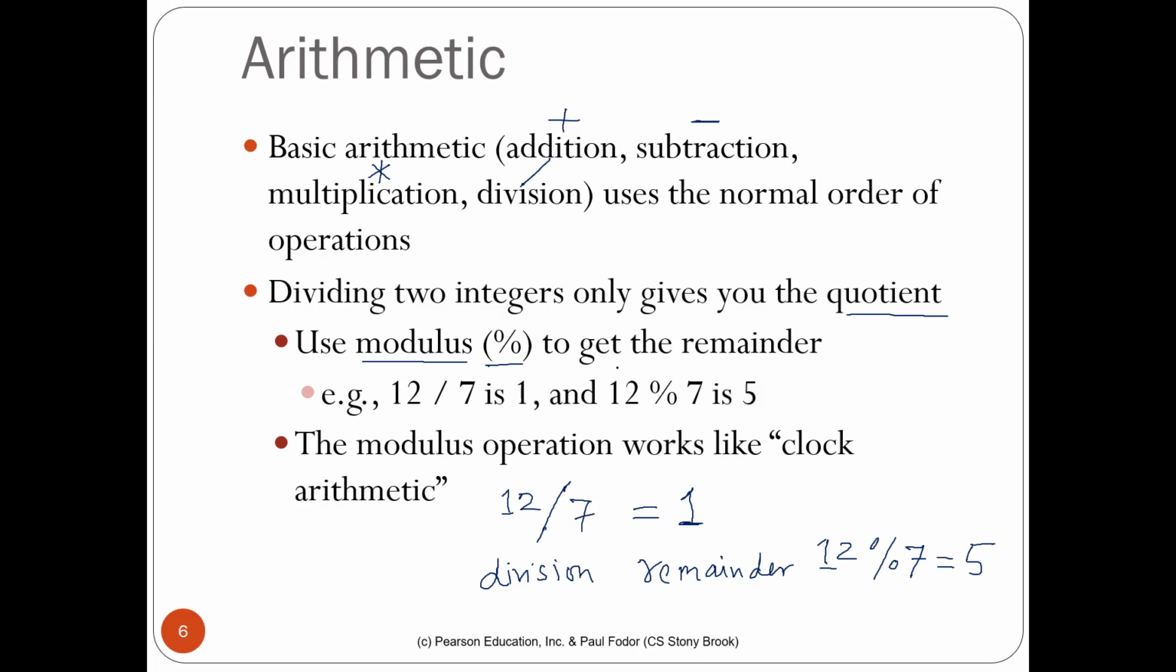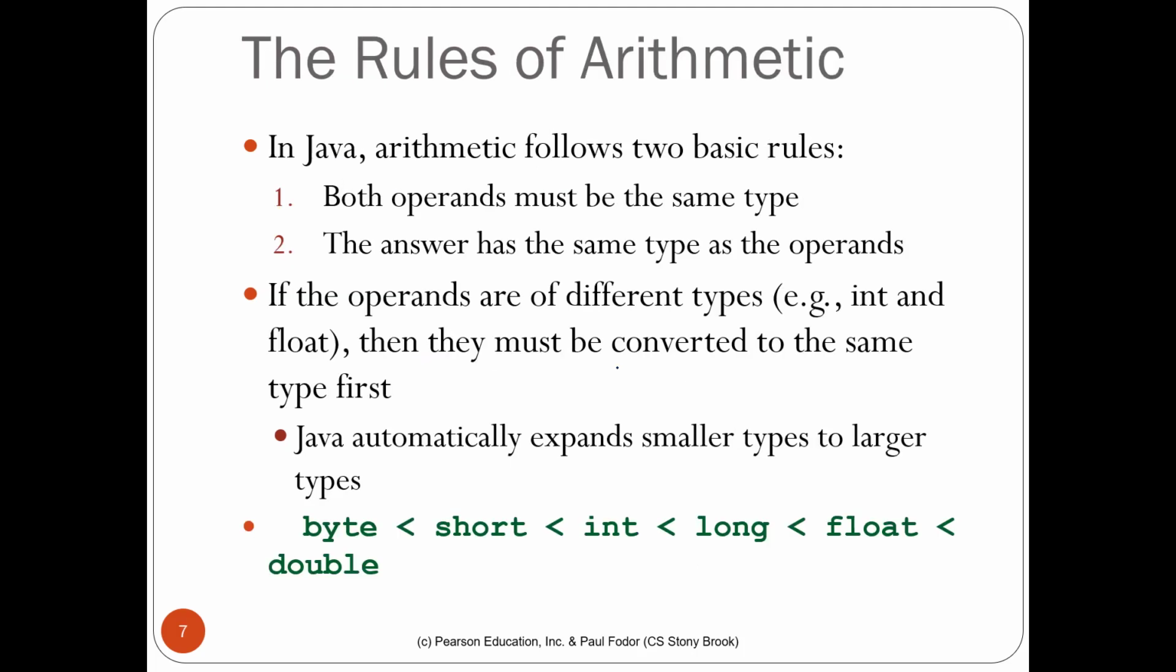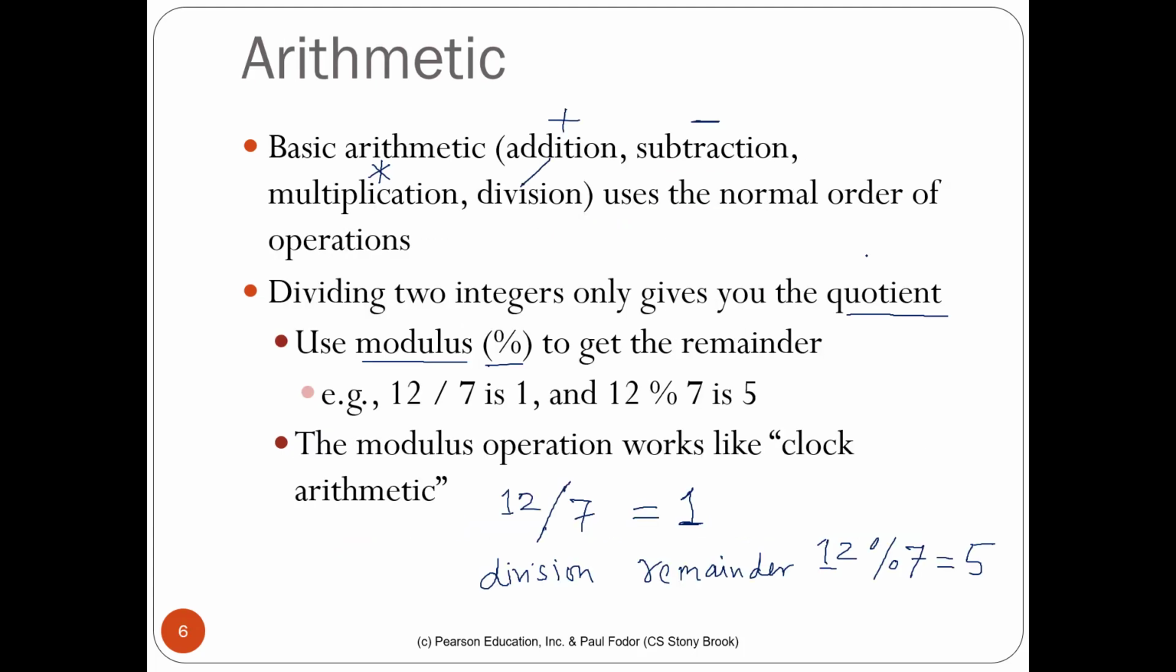And this is very handy. You can solve a lot of interesting programming problems by using the modulus operator. Now to the rule that I was just casually telling you. The rules of arithmetic are like this. There are two basic rules. Rule 1, both operands must be of the same type. And when the operands are of the same type, then the answer would be of that same type. We have seen that when we did the division of two integers, 12 divided by 7, we got the result as 1, which is an integer. So both operands are integer, the result is integer.